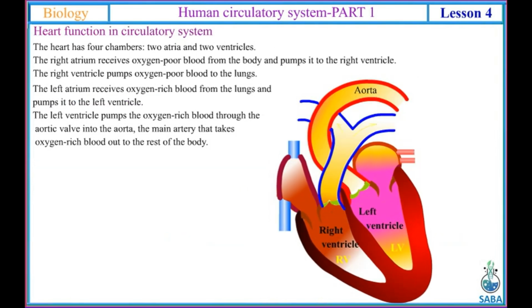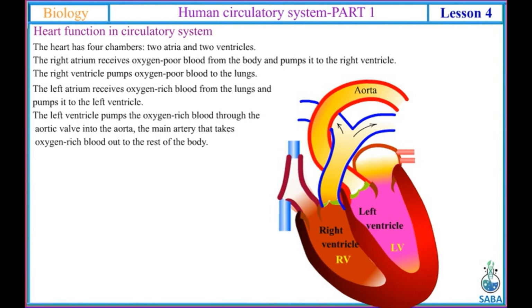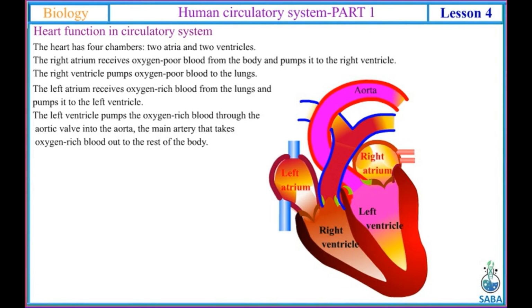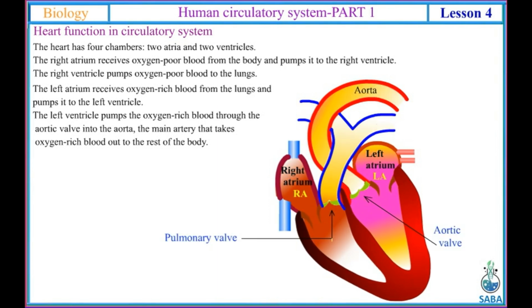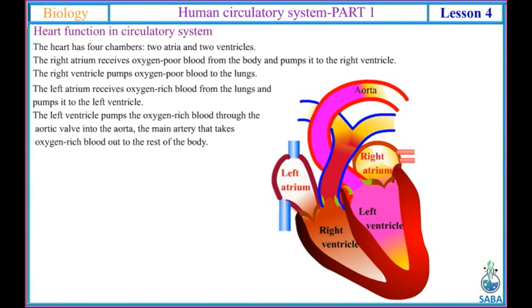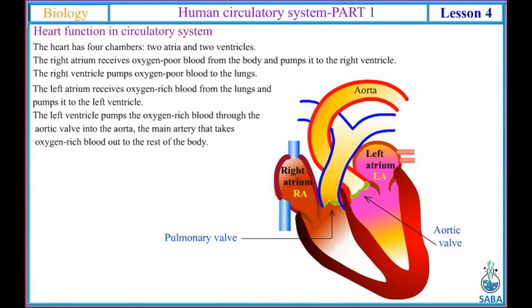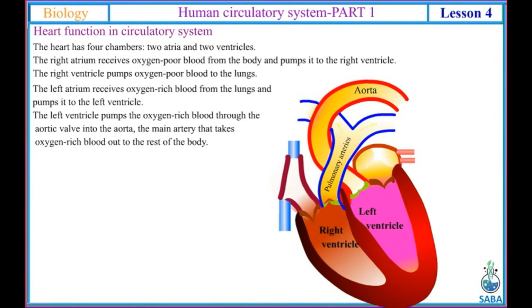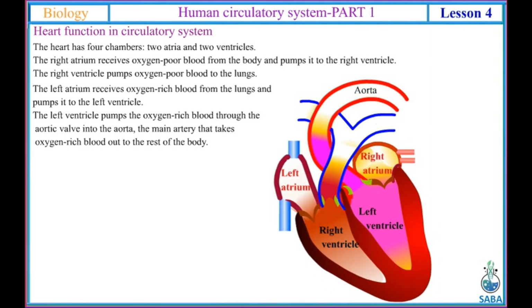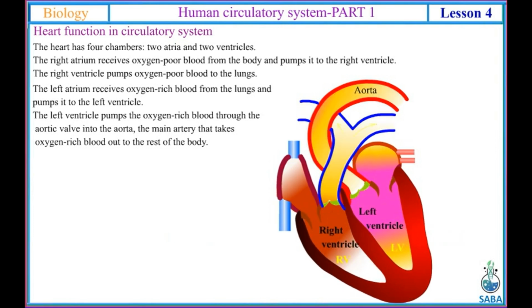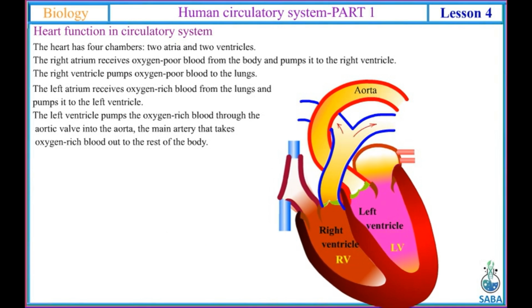Heart function in the circulatory system. The heart has four chambers, two atria and two ventricles. The right atrium receives oxygen-poor blood from the body and pumps it to the right ventricle. The right ventricle pumps oxygen-poor blood to the lungs. Now, the left atrium receives oxygen-rich blood from the lungs and pumps it to the left ventricle. Now, the left ventricle pumps the oxygen-rich blood through the aortic valve into the aorta, the main artery that takes oxygen-rich blood out to the rest of the body.